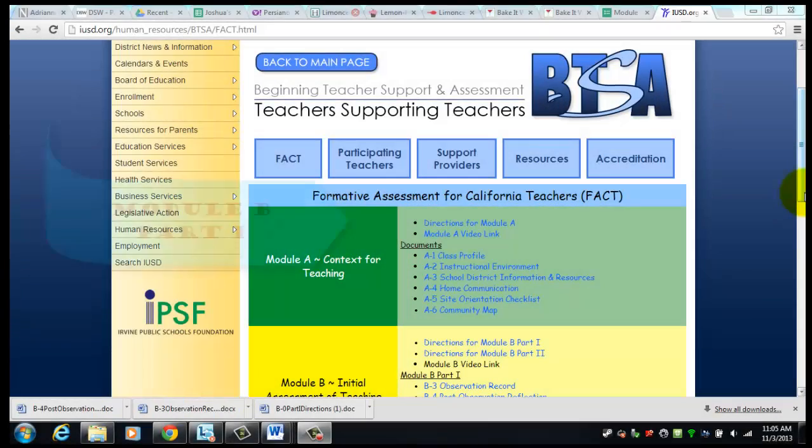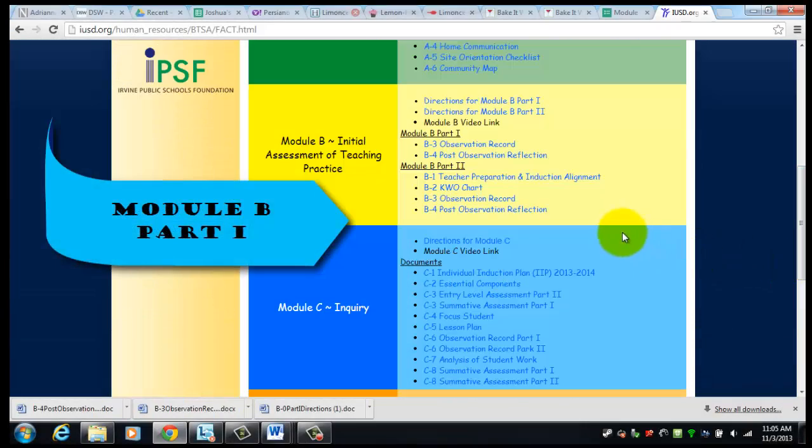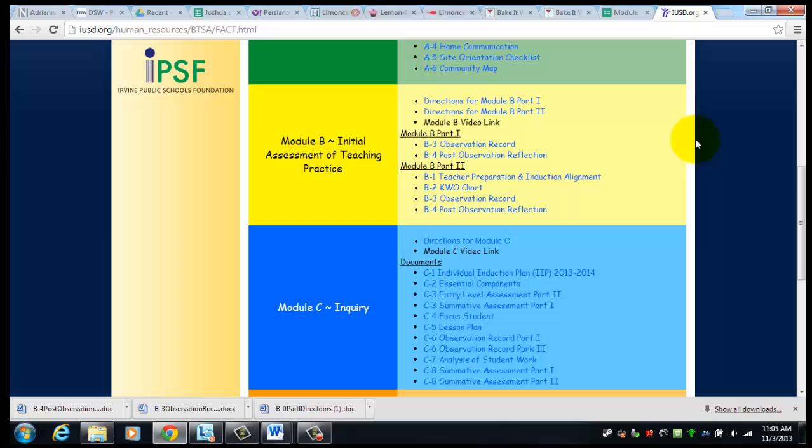Okay, let's start with Module B, Part 1. The purpose of Module B, Part 1 is to allow the support provider to observe the participating teacher's classroom environment and to begin to identify areas of strength and opportunities for growth, which will, in turn, provide information for reflective conversations. Observations are perhaps the most critical components of effective support. You will notice there are only 2 documents to be completed in this module. B3 is the observation and document B4 is the reflection.